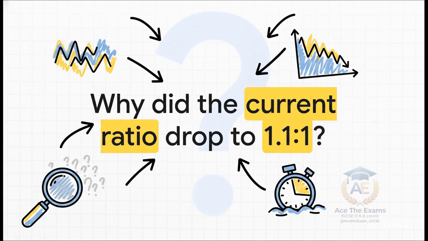Look at this scenario. A business's current ratio drops from 2.5 to 1 all the way down to 1.1 to 1. Now, obviously, this is a red flag for short-term liquidity, but just writing liquidity worsened is not going to earn you top marks. So pause this explainer right now, grab your pen, and write down 2 specific reasons why this liquidity drop might have happened. I'll wait.